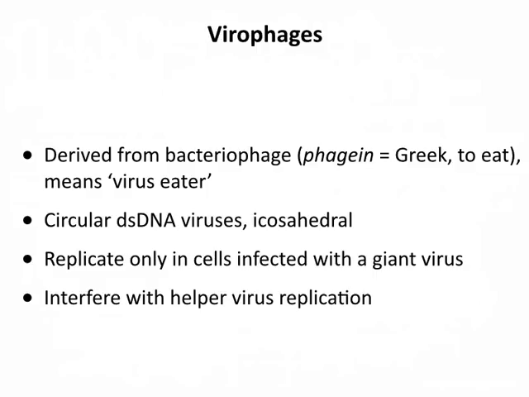So virophages are a recently assigned name to this group of viruses. And the name comes from bacteriophage. Phagen is Greek meaning to eat. And they're called virophages because in the initial experiments, they interfered with the replication of their helper virus. So they were called virus eaters. I don't really like this name at all. I don't like virophage. I don't like the concept of a virus eating another one.